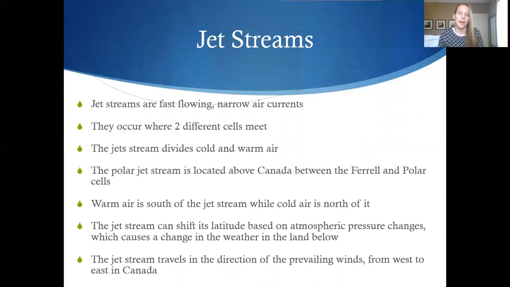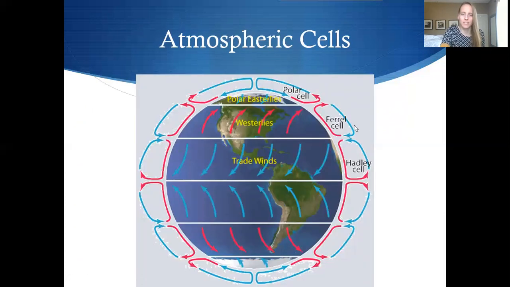Jet streams are fast-flowing narrow currents of air that occur whenever you have 2 cells meeting each other. So for instance, right between the polar and Ferrel cells, right where this white line is, or maybe a little bit below that, we would have a jet stream there. You'd have another jet stream around where this line is, another one there.